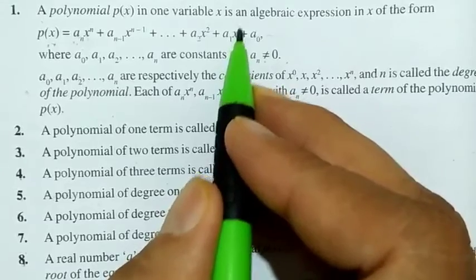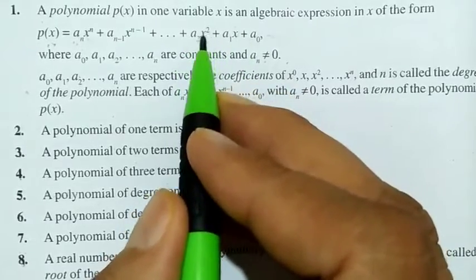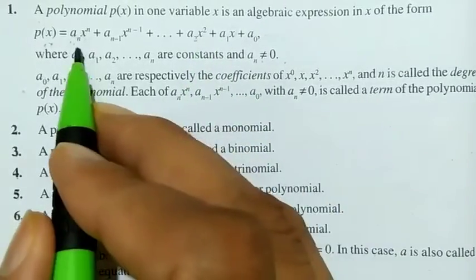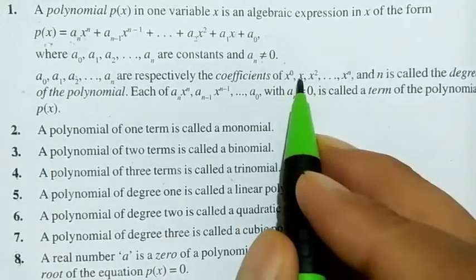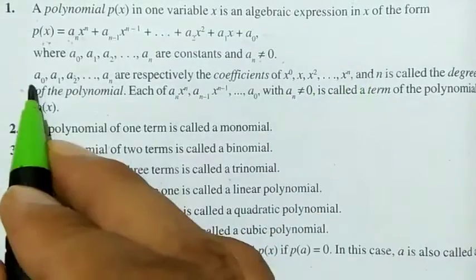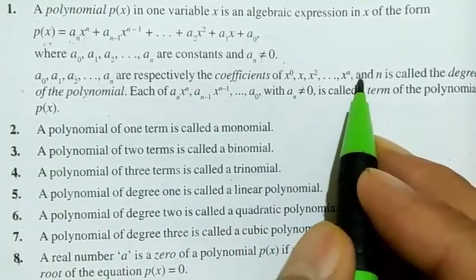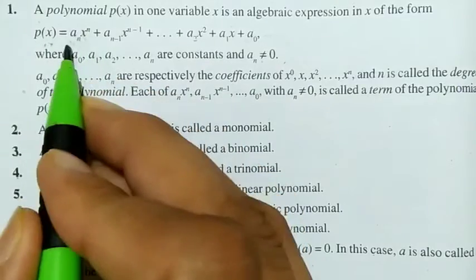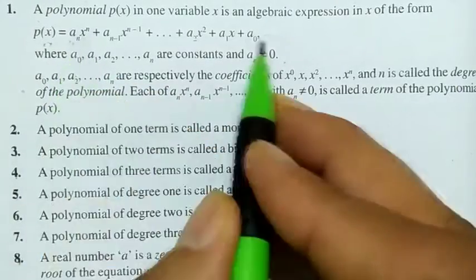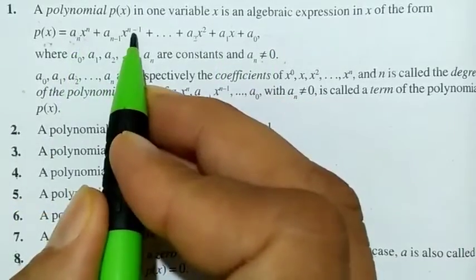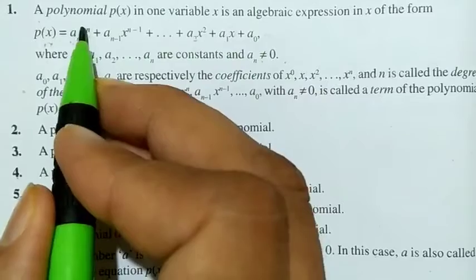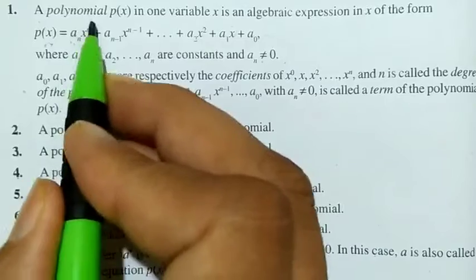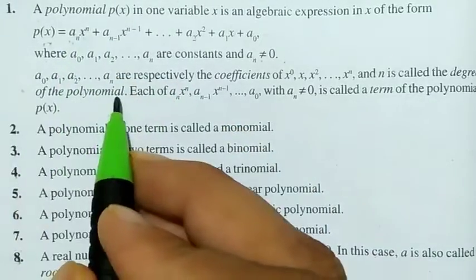a_1 is the coefficient of x^1, a_2 is the coefficient of x^2, because each is multiplied by that variable power, up to x^n. So these are the coefficients, and n is called the degree. Here x^n, and this term is not 0, meaning this term is there in the expression. Because the powers go n-1, n-2, down to 1, 0, this n is the highest power of the variable, and there is only one variable x. The highest power of the variable is n, so this n is called the degree of the polynomial.